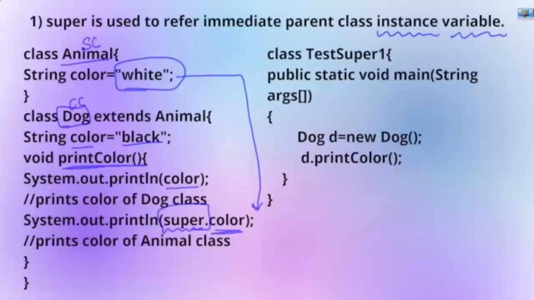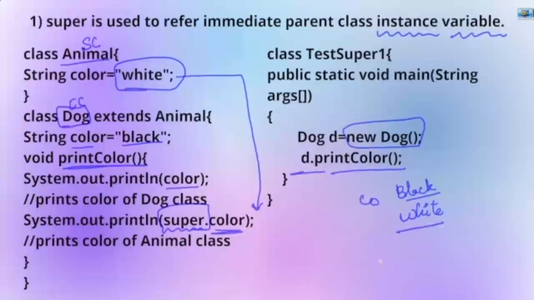So here you have Dog d equals new Dog. Here you have created an object of the Dog class, d.printColor. Now what is it going to print? System.out.println. First it is going to print the color, that is black. So it is going to print black, and next it is going to print super.color, that is white. You will be having the output as black and white. So now let us see the output in Eclipse.